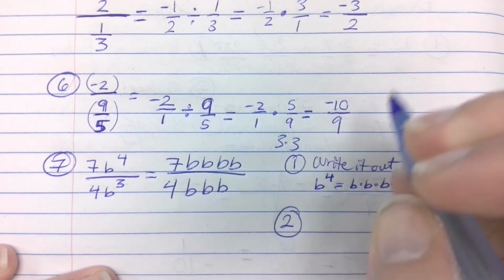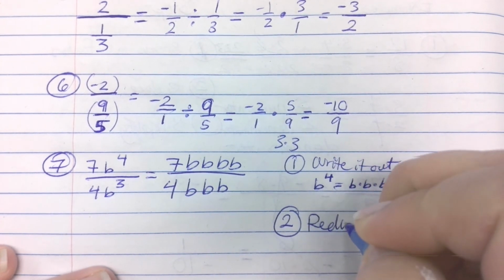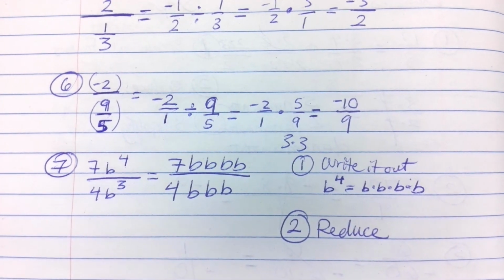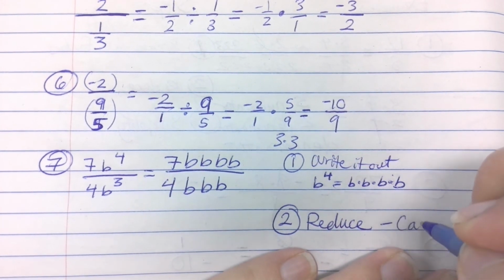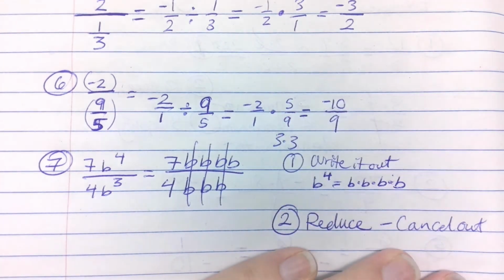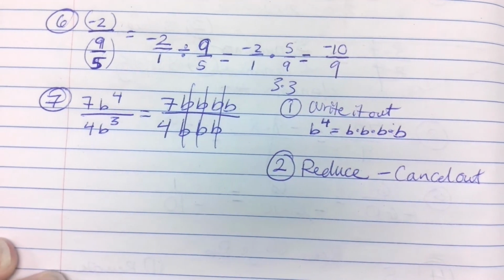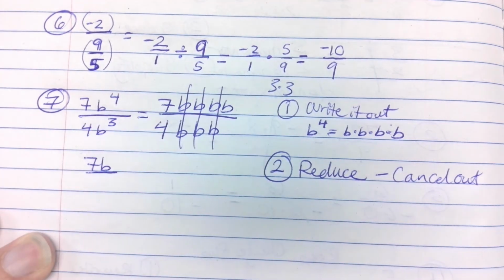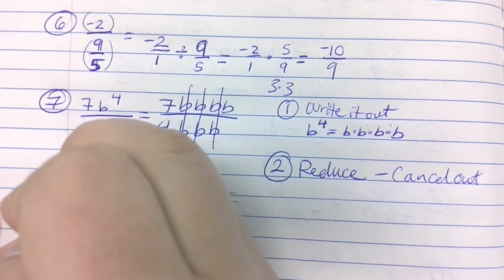Step 2, you're going to reduce. What can we cross out, top and bottom? How many? 1, 2, 3. What's left on top? 7 what? What's left on the denominator? You're done.